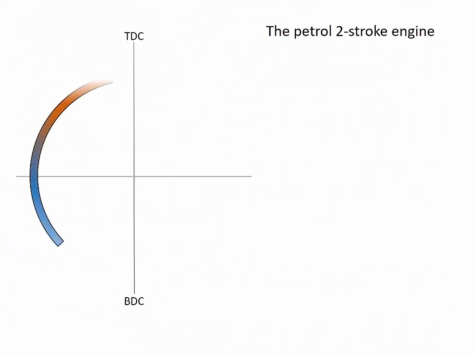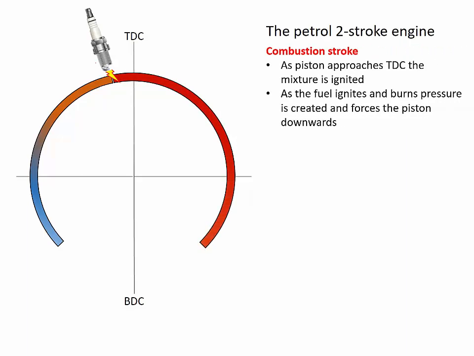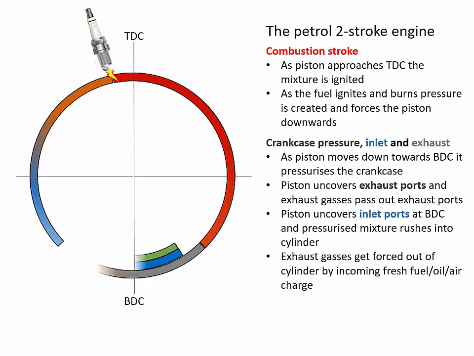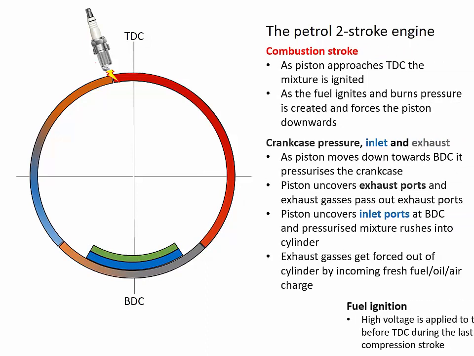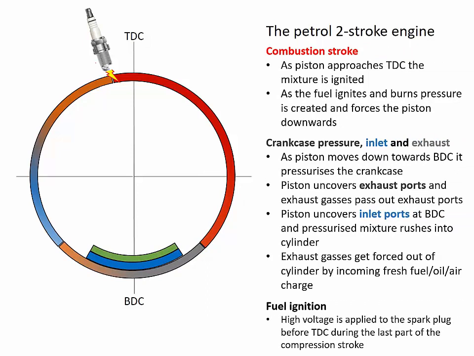So once we have our compressed mixture, we then need to ignite it. We add a spark. High voltage electricity is passed over the points on the spark plug, and sparks will ignite the air-fuel mixture. As the piston passes over top dead center, the consequent combustion will increase the pressure and temperature dramatically and force the piston down.